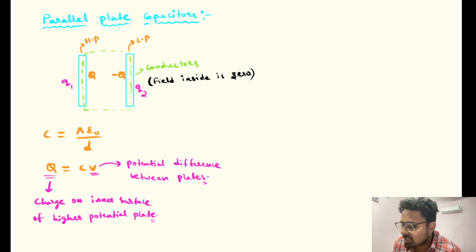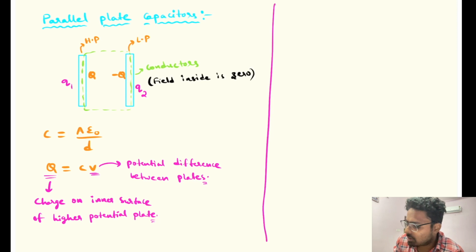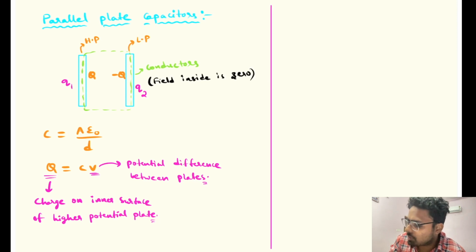So what does the relation mean? Try to understand here. If I consider a Gaussian surface again, this is the charge distribution I have given, the one I was telling about. Here Q and here minus Q, that is fine. Why it should be equal and opposite, we understood.